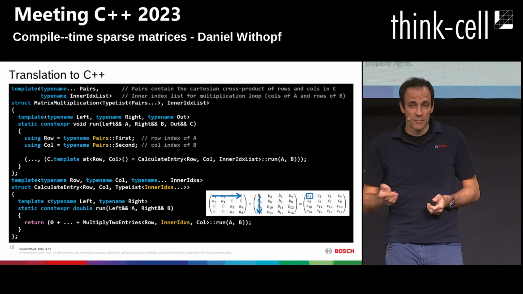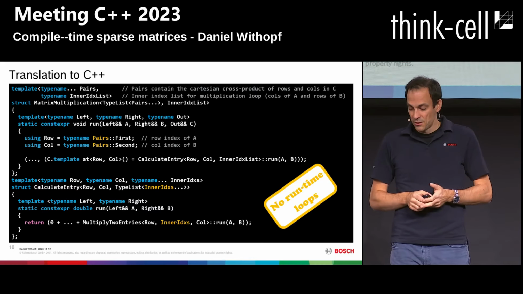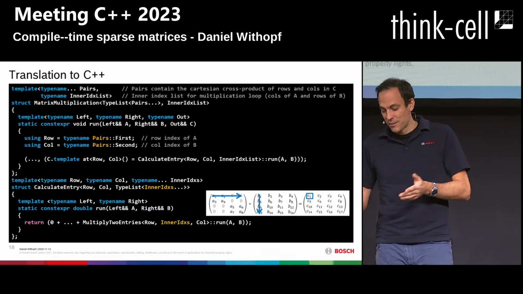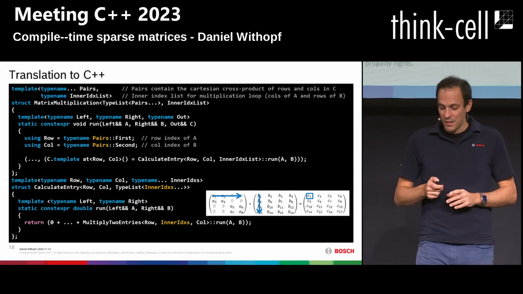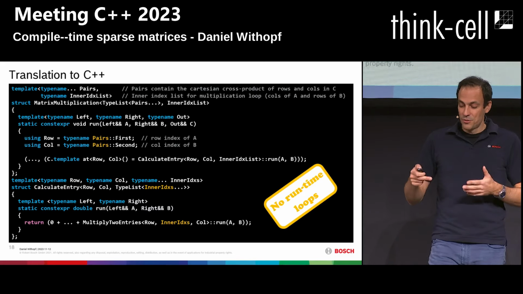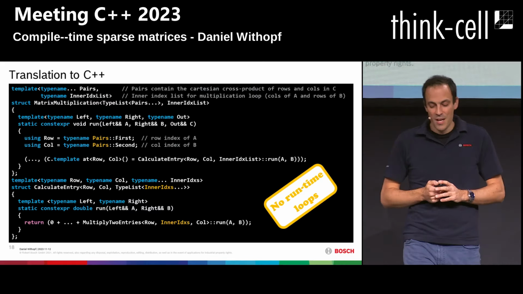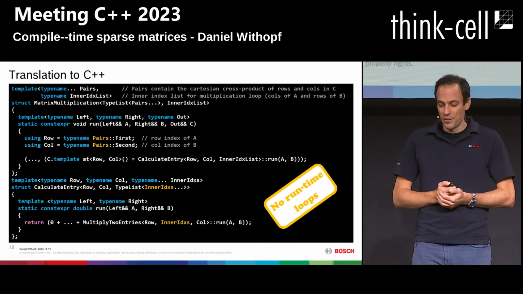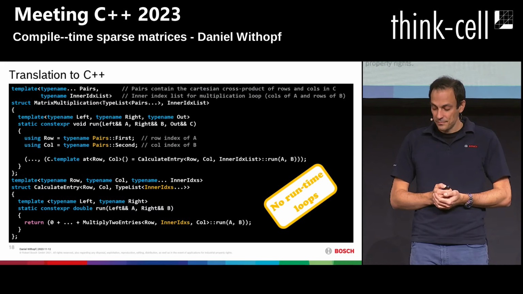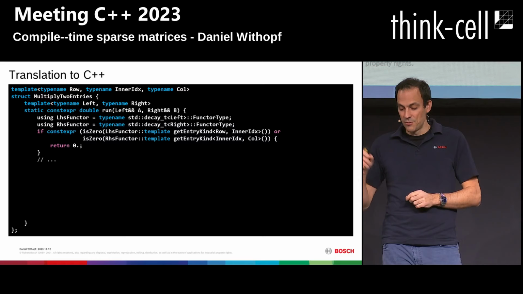So the last thing that's now still missing is the multiply two entries. I'll show it on the next slide. If we do that, then we've already achieved our goal to remove all the runtime loops. So we're now runtime loopless, sort of, because we've moved all the iterations to compile time. Good, as I said, we're still lacking the multiply two entries run.